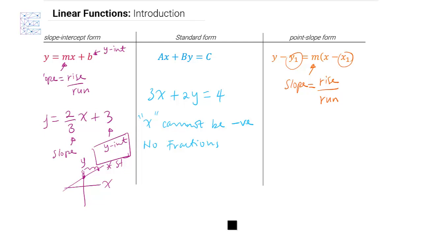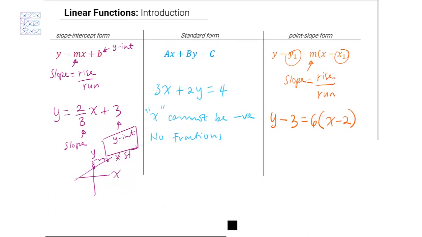So let's take a look at what an equation in point-slope form would look like. I'm going to make up one. So we have y minus 3 equals 6, open parenthesis, x minus 2, close parenthesis. This will be an example of an equation in point-slope form. In all the cases, notice that y and x are always left as variables. Every other letter, every other variable needs to have a number in place of it.